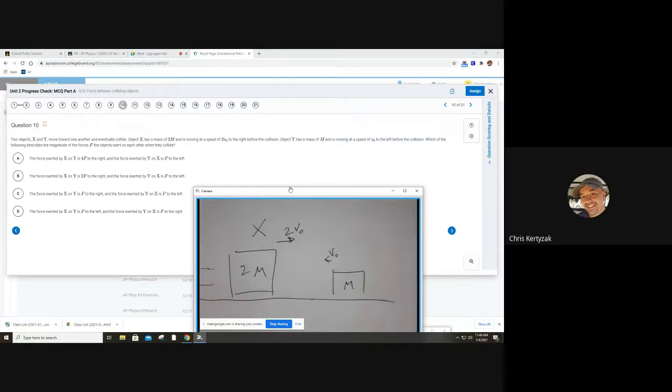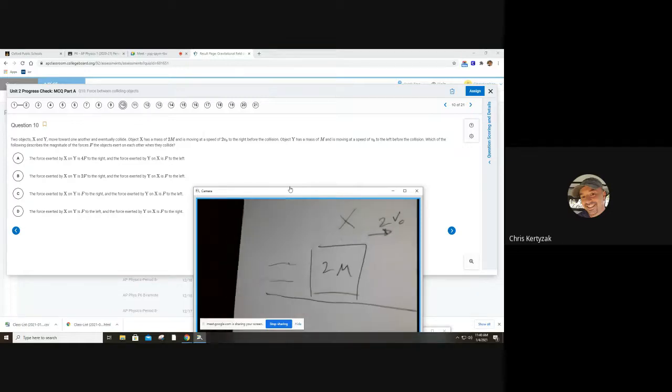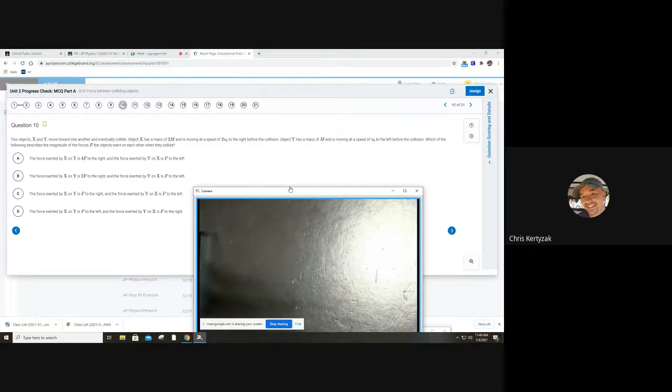Which of the following describes the forces felt by both of them while they collide? Newton's third law. Newton's third law, right? It gives us the answer. They have to be equal amounts of force.